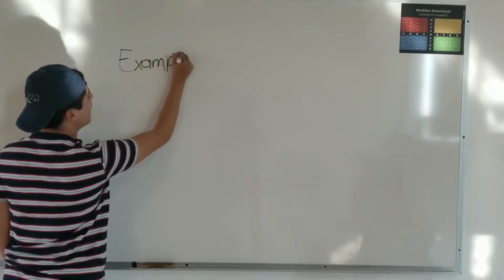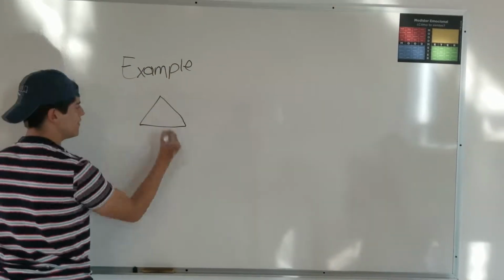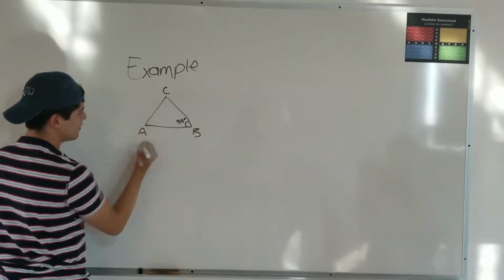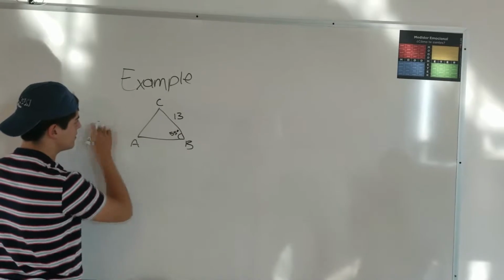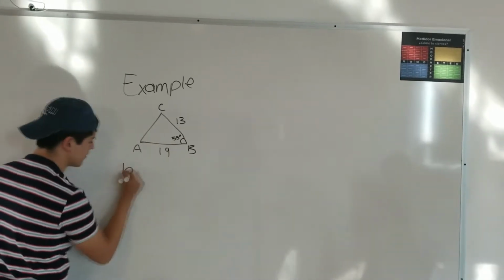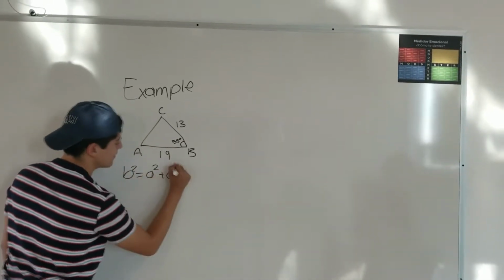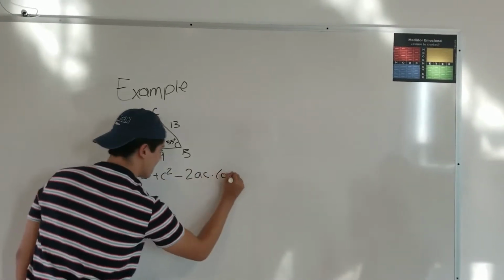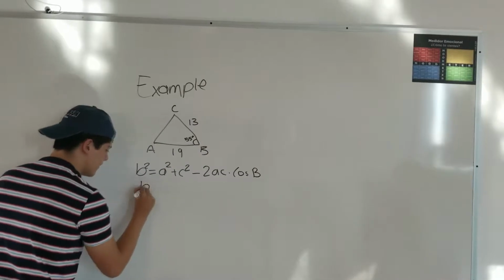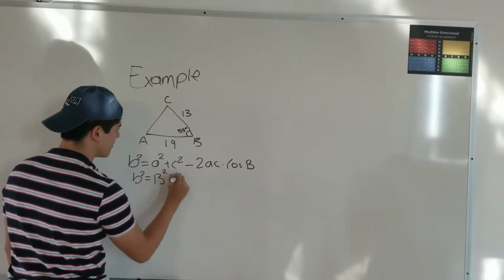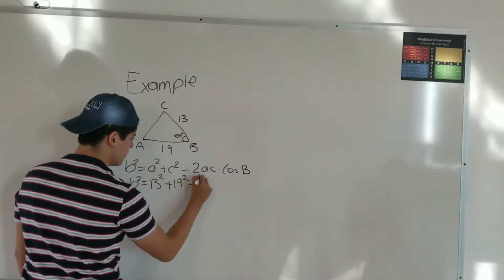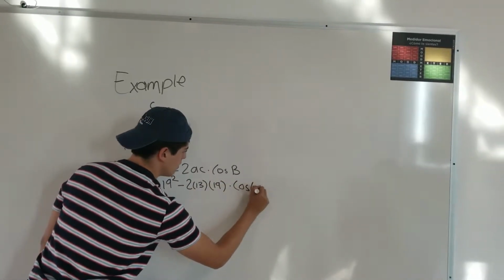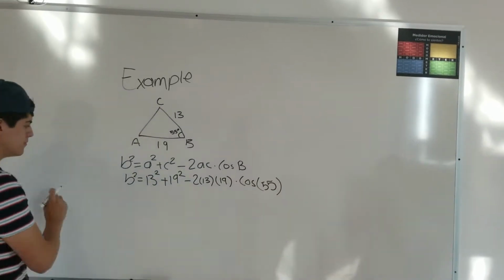So, in this example, we will be showing you how to do the law of cosines. We will be trying to solve for side b, only knowing that the angle B is equal to 55, that side a is equal to 13, and side c is equal to 19. So, we will put in the law of cosines, and then we will transfer all the numbers. So, a is equal to 13, c is equal to 19, and the cosine of B will be cosine of 55.